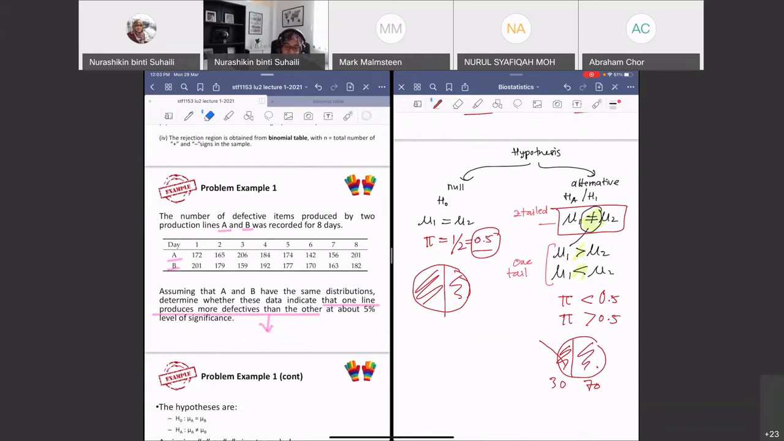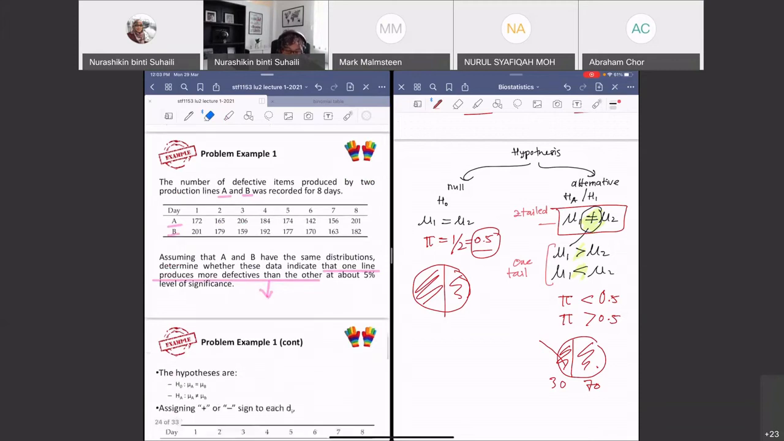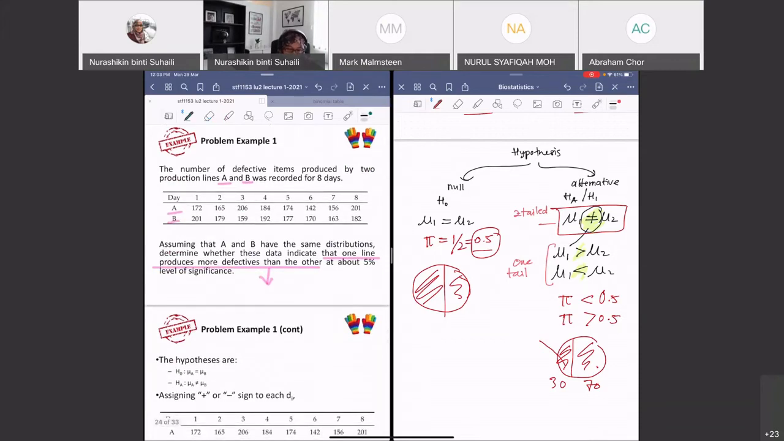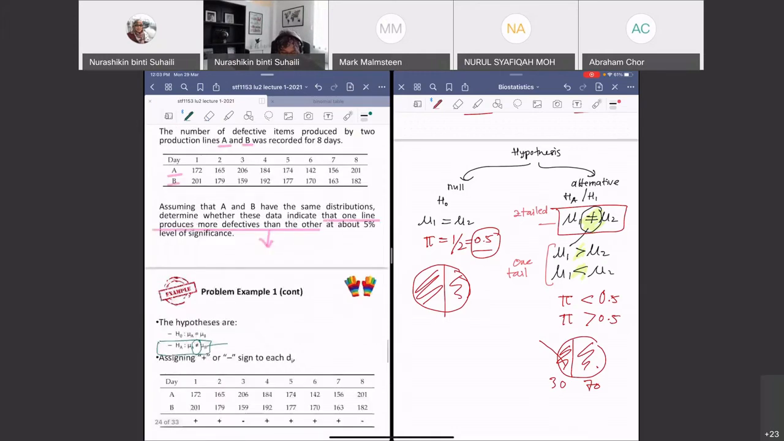So this is where, in the alternative hypothesis, if you can see here, we use the sign not equal because we have no idea which one is greater or less than. So this is an example of a two-tailed test.